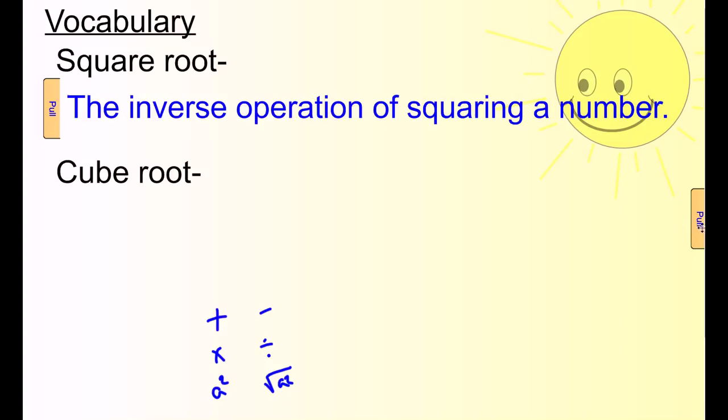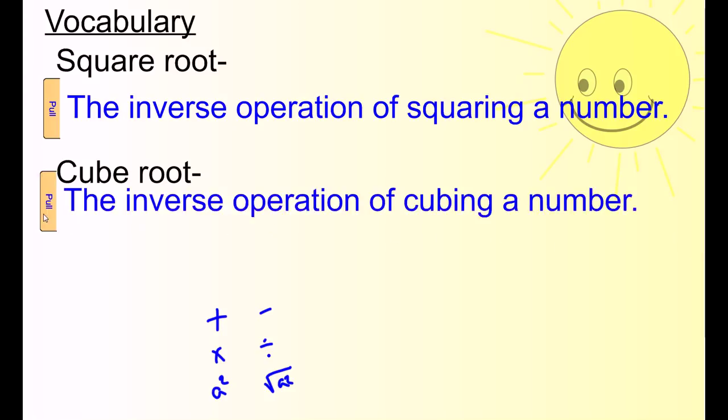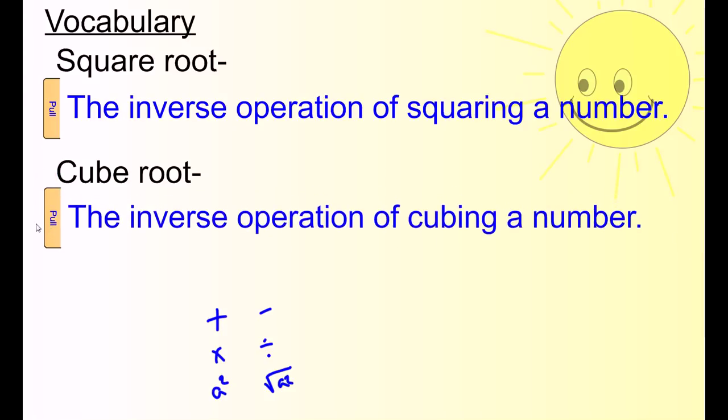And the same thing for cube root. Cube root is the inverse operation of cubing a number. And a cube, for those who don't know, that's to the third power. So, like a cubed, 5 cubed, 2 cubed. Squaring, as you saw down here, is when you take the number to the second power. B squared, C squared, 2 squared.